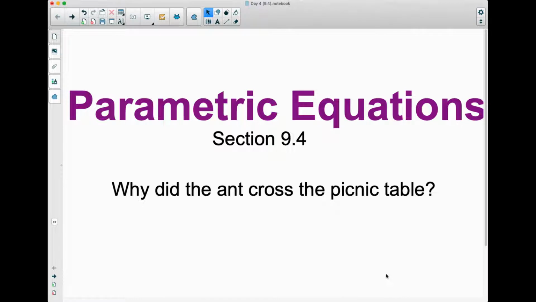Okay, so parametric equations, 9-4. We're going to figure out why the ant would cross the picnic table. Silly. This is another type of equation that we're going to look into that is not a function.